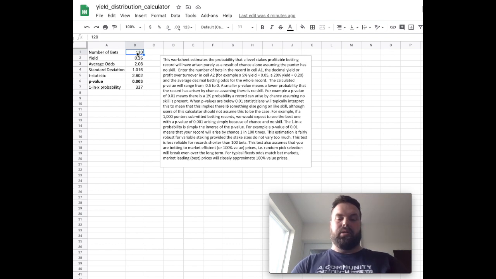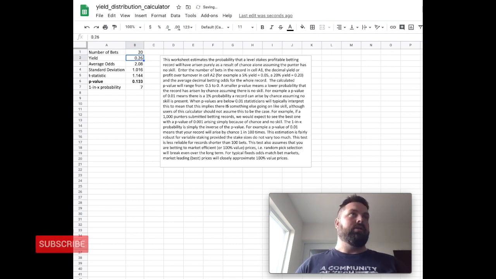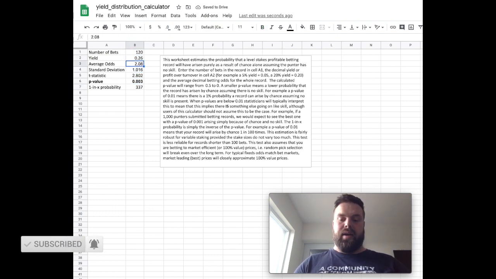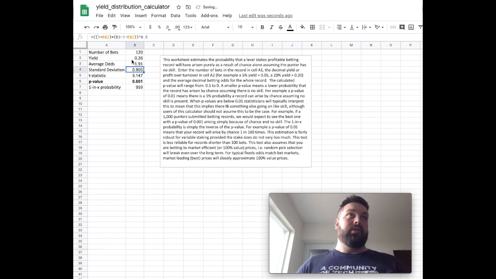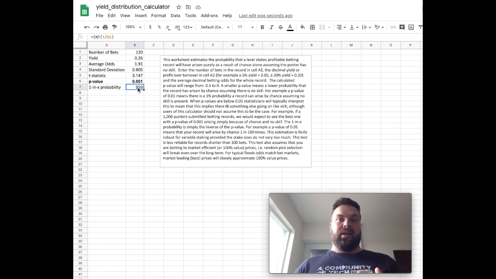So if we put in like 20 bets or something like this, you can see it obviously changes it. And then if you change your yield or your odds, so let's say our average odds were minus 110, which is 1.91, you can see in that case it would actually be even more likely that it was skill and not luck, as there would only be a 1 in 959 chance that it was luck. So I hope this clears things up. I hope that makes some sense.